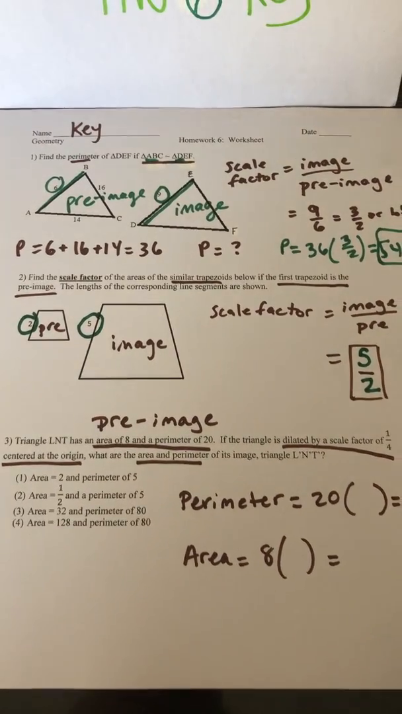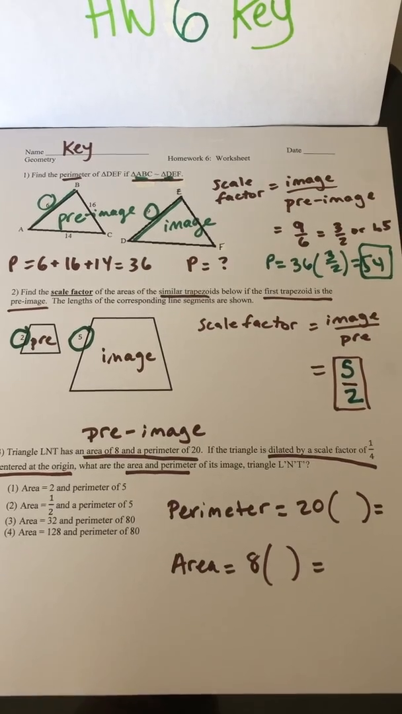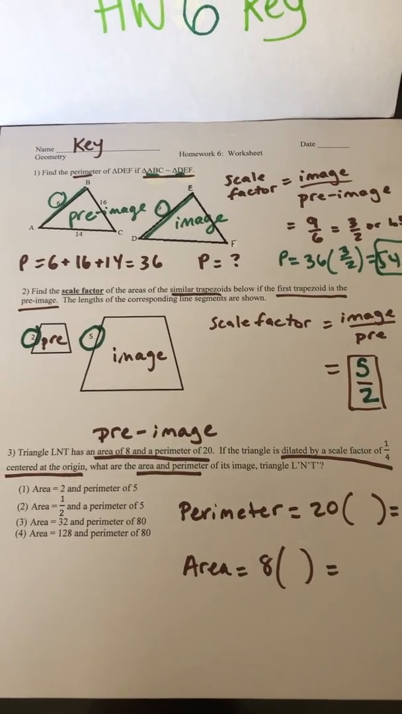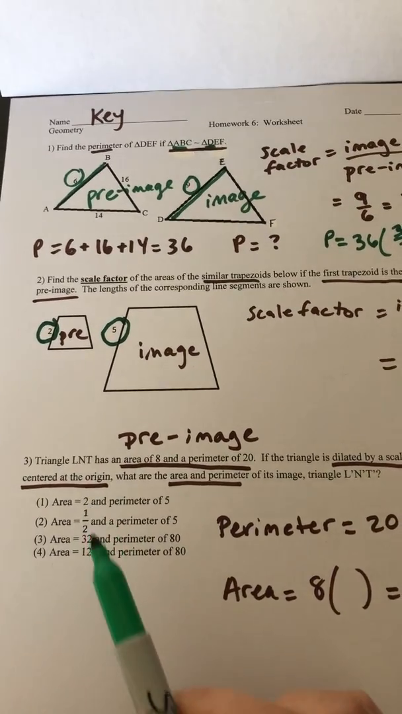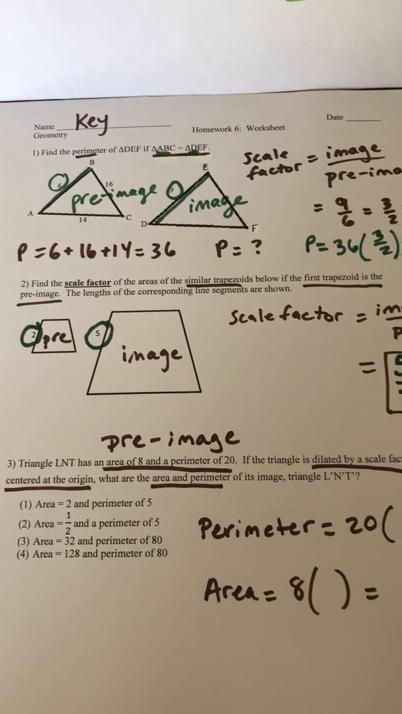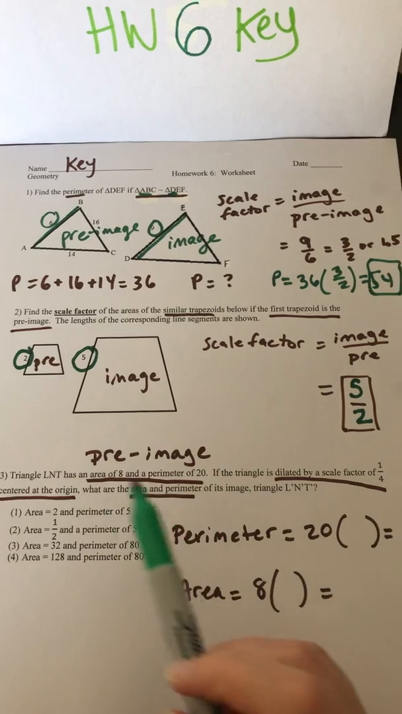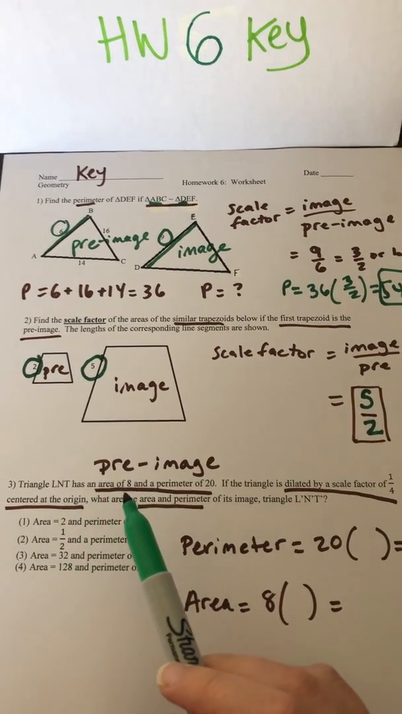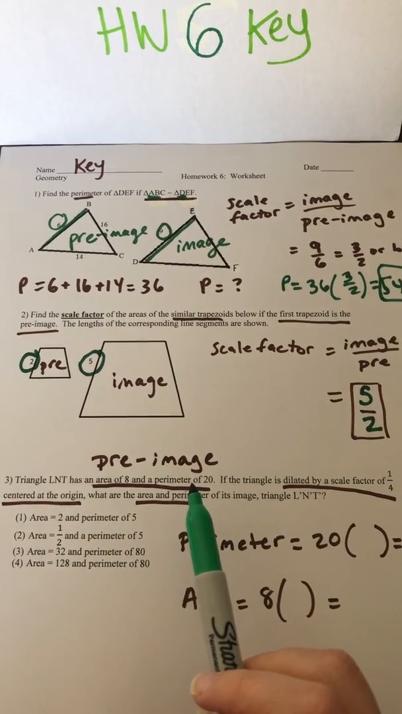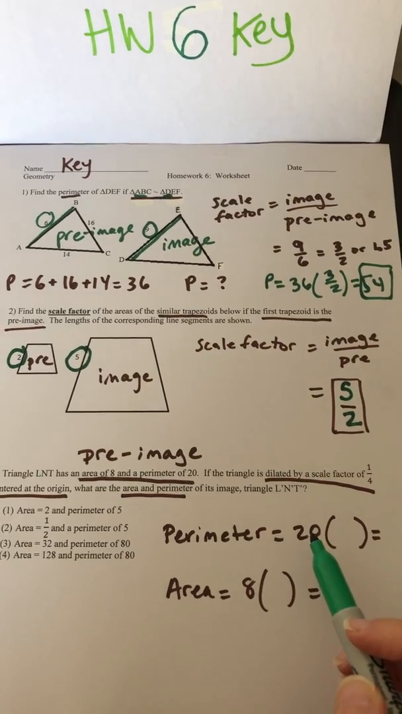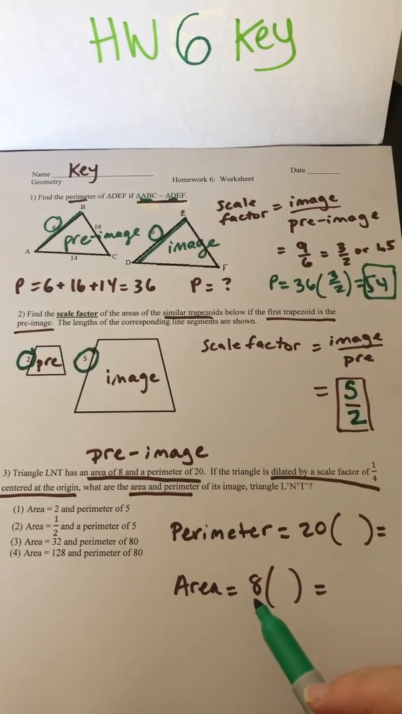In the question down below, we're asked about the perimeter and the area, and it's multiple choice, with the area being different numbers and the perimeter being different numbers. We should always find the image and the pre-image. The pre-image is the LTN triangle that we have the area of 8 and the perimeter of 20. That's why I put the perimeter starting as 20 and the area starting as 8.